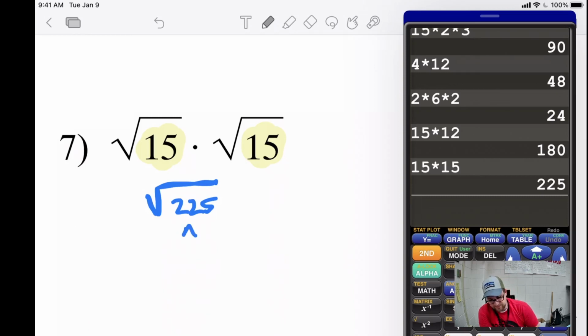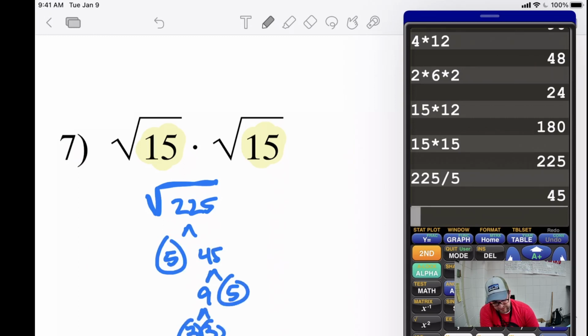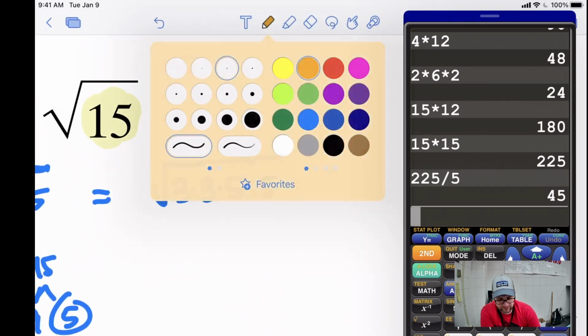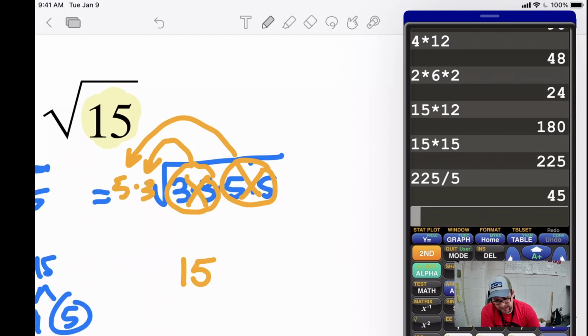So let's break it down. 225, I know 5 is going to go into there. 5 goes in 45 times. 45 is just 9 and 5, and 9 is 3 and 3. So I can rewrite this as the square root of 3 times 3 times 5 times 5. Now, if you have any of the same things, so in this case we had two 3s, we're going to pull one out. If you have two 5s, we're going to pull one of those out. So we're going to have a 3 on the outside and a 5 on the outside. 5 times 3 is 15. And since we didn't have anything left inside, there's no more square root. That part disappears. So 15 is our final answer.